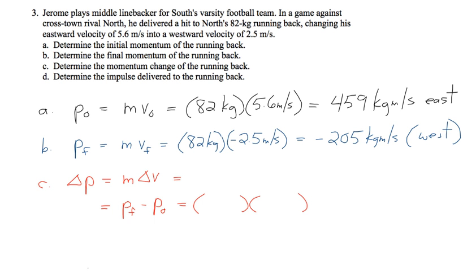So that's going to be the final momentum is minus 205. You have to put the sign in when you put this because momentum is a vector quantity, and so the sign matters. And the original was 459. And so that's just going to give me a bigger negative number because I'm starting negative and then subtracting from that. And so that answer comes out to be negative 664.